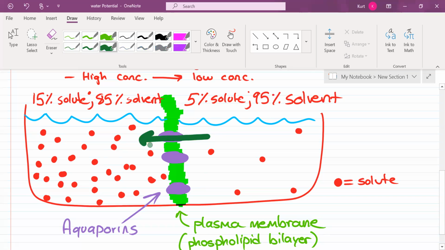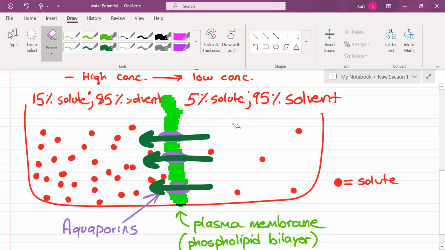Water is going to diffuse through the aquaporins until what is achieved? Some sort of equilibrium. So how can 15% and 85% get equal to 5% and 95%? How about 10 and 90? 15% gets dropped down to 10, and then 5% gets bumped up to 10.